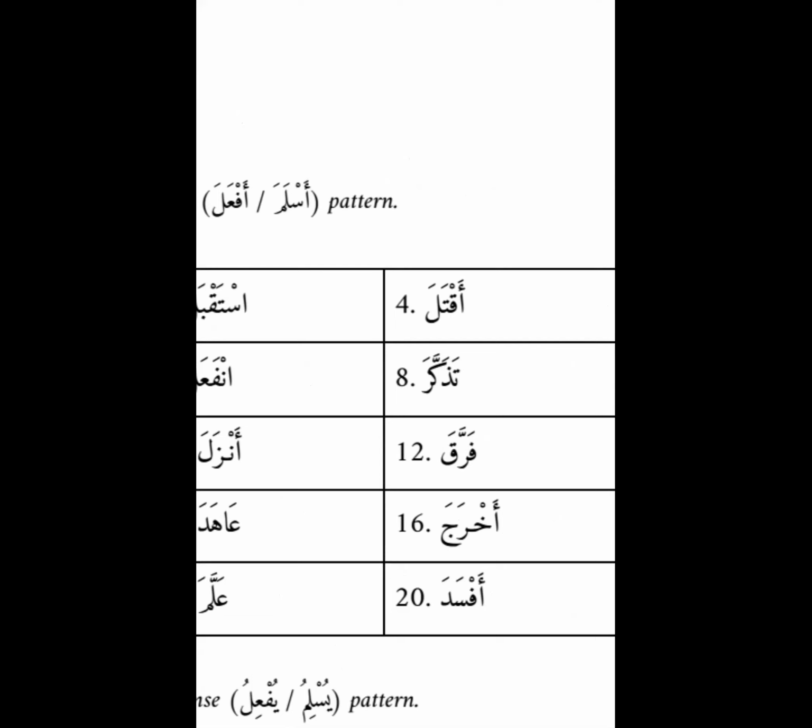Aslama family. Excellent. And please do the conjugation. Okay. Aqtala, aqtala, aqtalu, aqtalat, aqtalata, aqtalna, aqtalti, aqtaltuma, aqtaltum, aqtal, aqtalti, aqtaltuma, aqtaltunna, aqtaltu, aqtalna.